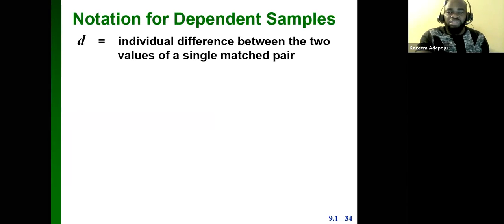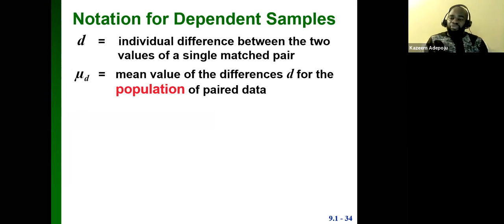Now in that situation, I'm going to compute what I call D, and D is going to be the difference between the two values of a single matched pair, maybe the difference between before and after. Of course, I'm going to have more than one participant. If I'm talking about weight, I'm going to subtract the mean weight before using the drug from the mean weight after using the drug, and that is going to give me the difference. Since I'm using more than one participant, I'll have a lot of differences, and from there I can find the mean of the difference. So this here represents the mean of the difference.